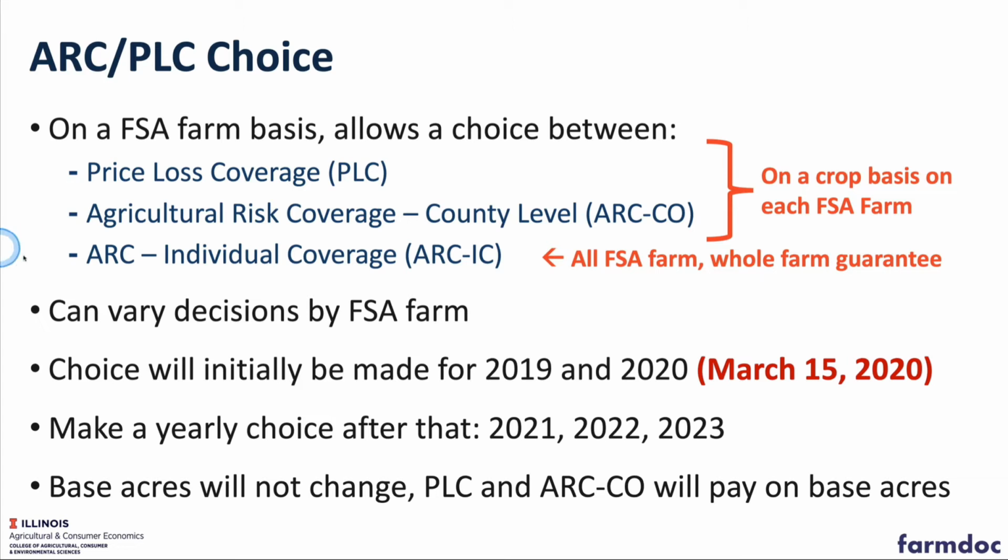You can also choose to do ARC individual coverage here. We would suggest those farms that have all prevent plant for an FSA farm really look hard at that, as well as those with low yields. Again, you can vary decisions by FSA farm. 2019 and 2020 is our March 15th deadline, and then you'll have a decision year by year after that. Base acres will not change this time around.